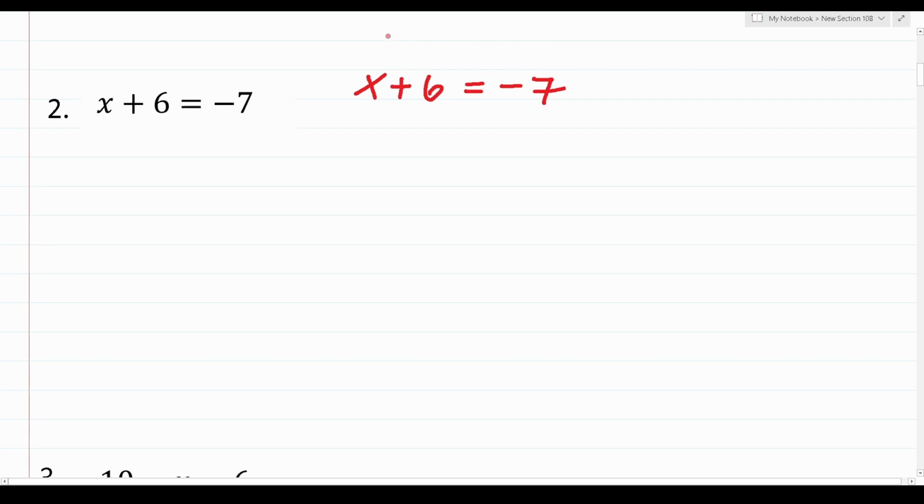So again, we know we're going to be done solving this one when we get x equal to something by itself. So in this case, what we're going to do is move this 6 to the other side of the equation by subtracting it from both sides. This crosses out, leaving you with just x on this side. Negative 7 minus 6 is negative 13.